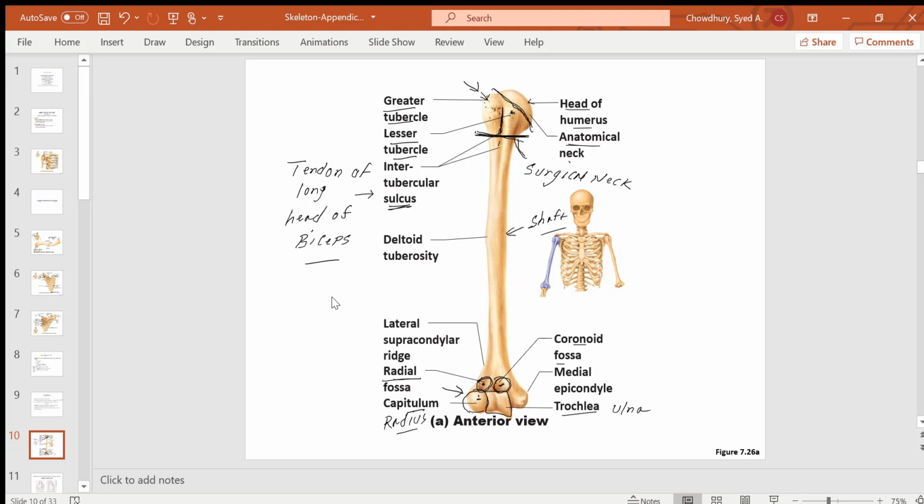And in the middle of the shaft, there is a rough area that is called deltoid tuberosity for the insertion of the deltoid muscle. You know, deltoid muscle where you get the short injection in the upper part of the arm. That muscle gets inserted here. Okay, the lower end gets attached here. So that's why it is called deltoid tuberosity.